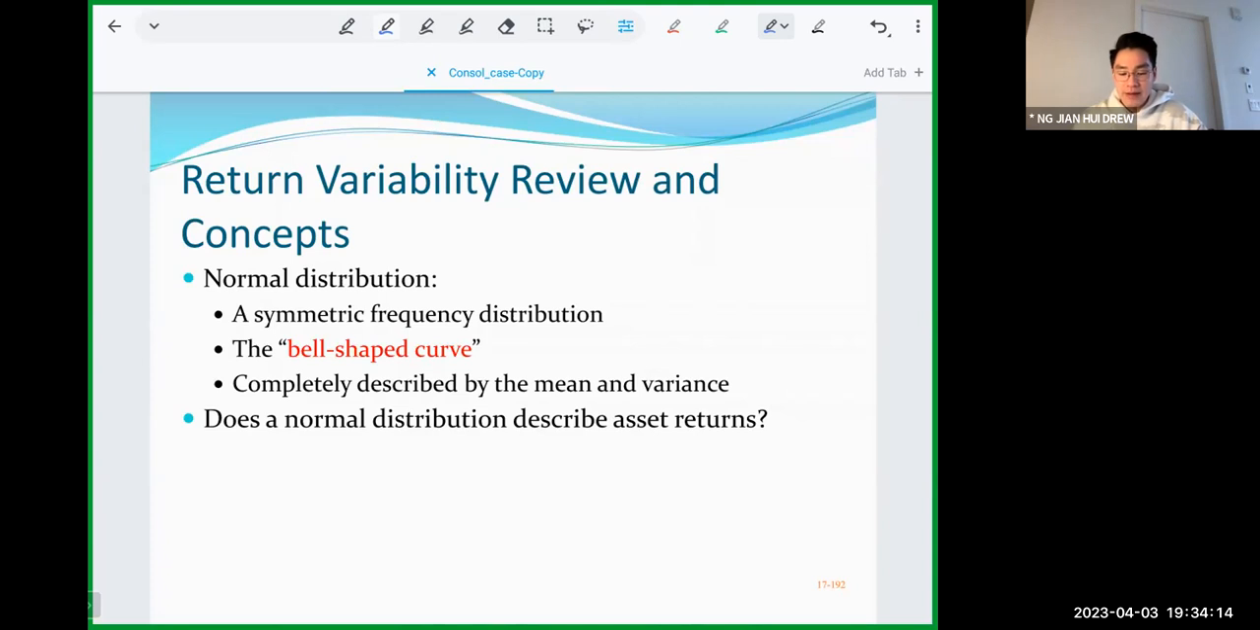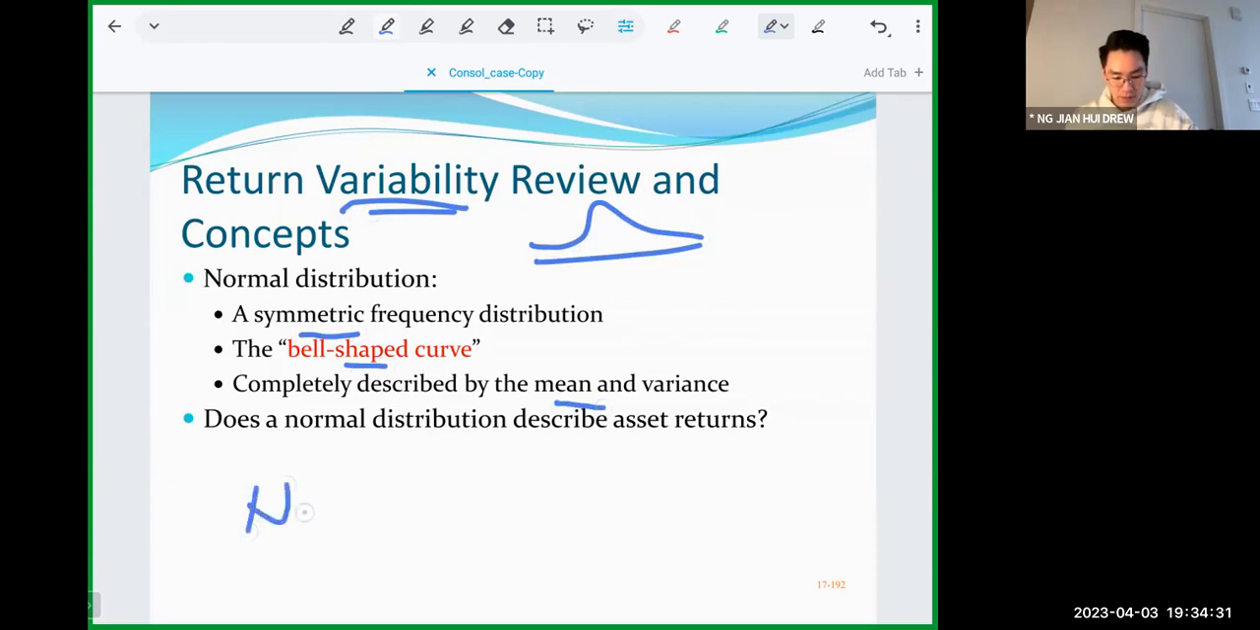In terms of the variability or the standard deviation, naturally we always assume a symmetrical kind of distribution, like a bell curve. So it's like the normal distribution that we saw earlier, which is usually described by the mean and the variance. Just for information, normally we assume a normal distribution for most assets, but this might not be the case.